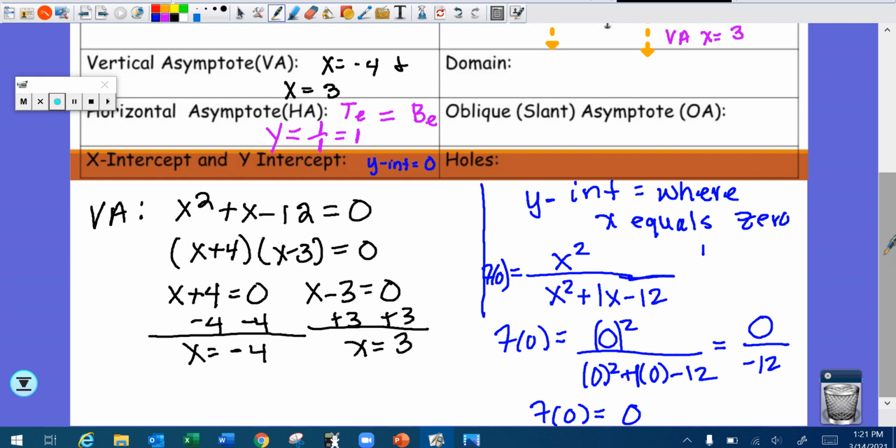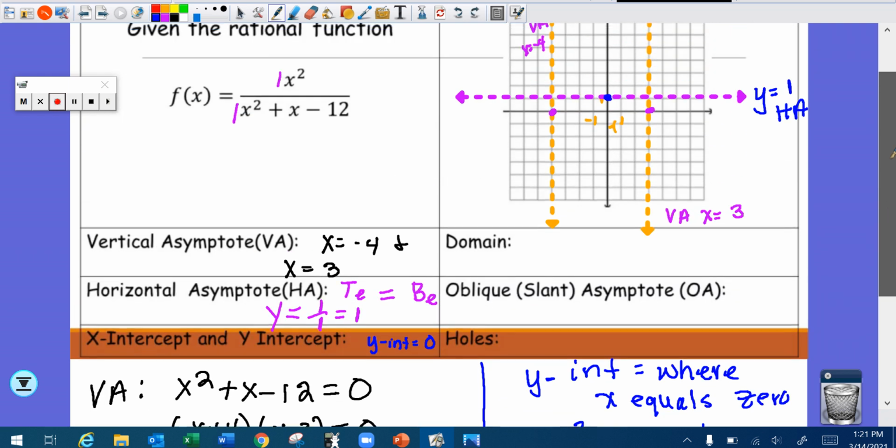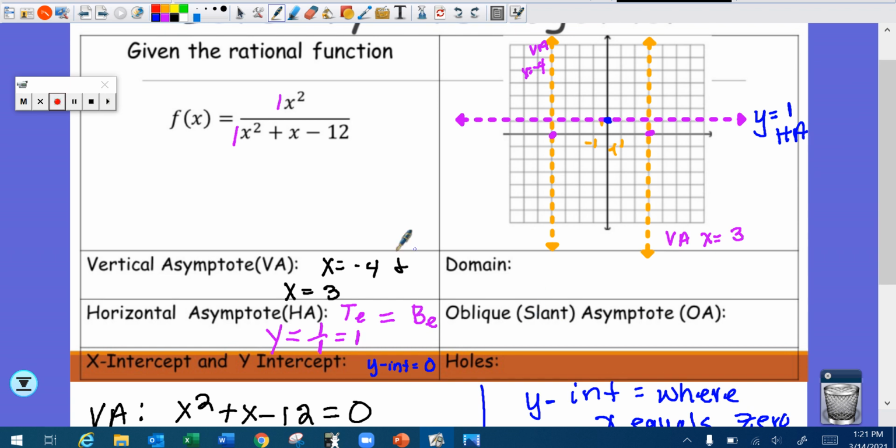Now the rest of this, we know there's not an oblique asymptote because the highest exponent in the numerator is equal to the highest exponent in the denominator. So we know there are none. There are no oblique asymptotes.